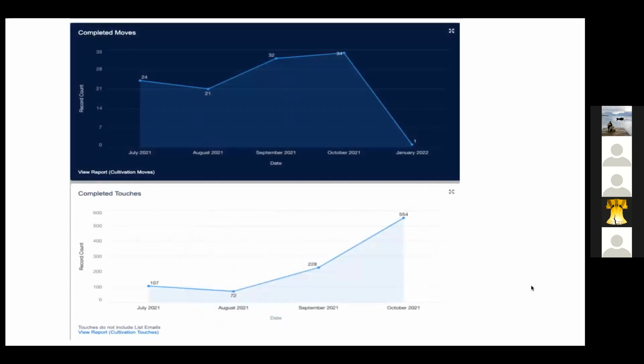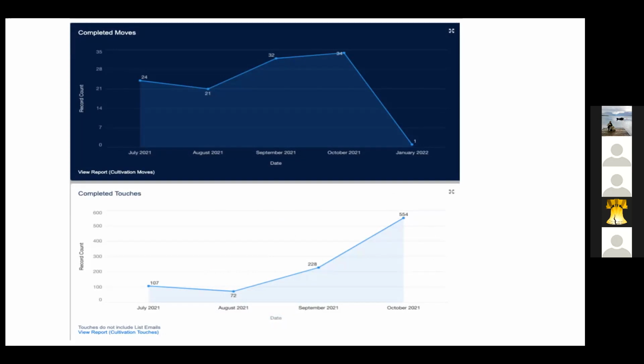I mentioned moves and touches. So this is another section of our major gifts dashboard. It just shows us how many of what we call moves and touches are being entered into the database by month. So these are gift officers entering their contact reports, telling us what they did with a prospect, how the meeting went, when the next meeting is.